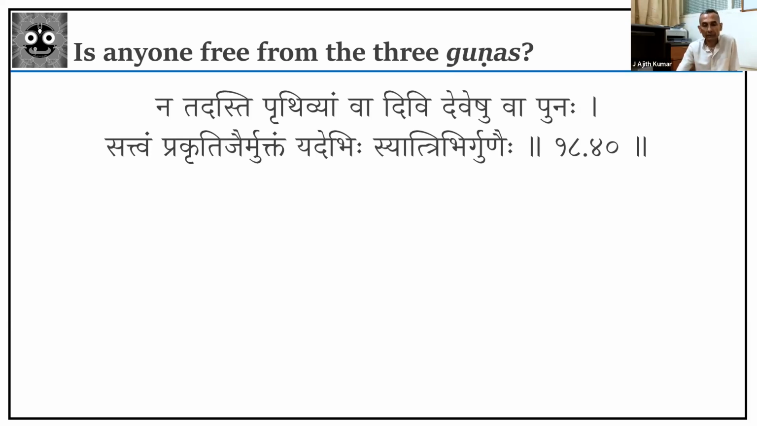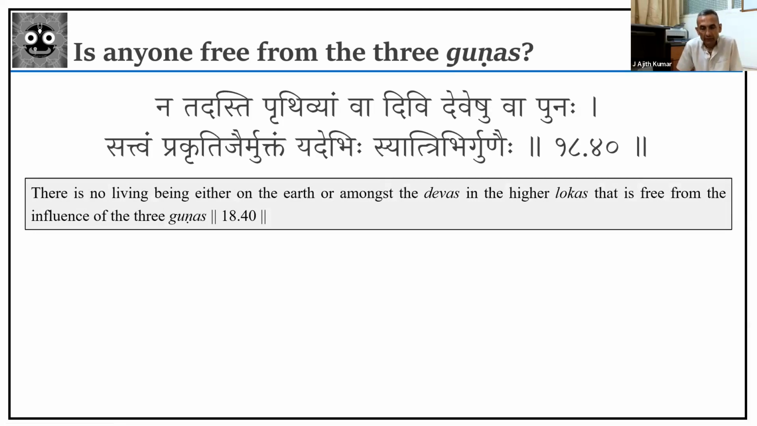All the three gunas act upon all the living beings in this entire universe, right from Brahma, the topmost living being in this universe, down to the smallest virus, the COVID virus, whichever virus, any insect, everything is under the influence of these three gunas. He specifically says, "Prithivyam va divi deveshu va punah," whether it's on the earth, or among the gods, the devas in divi, in Swargaloka. Heaven is an English word, so I'll say Swargaloka. Divi means Swargaloka. So he says nobody is free from this. There's no living being, either on the earth or amongst the devas in the higher lokas, that is free from the influence of the three gunas.